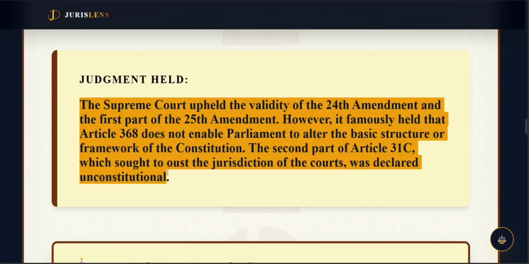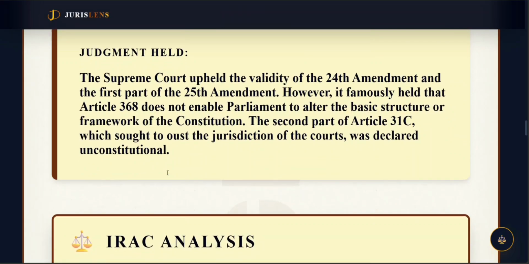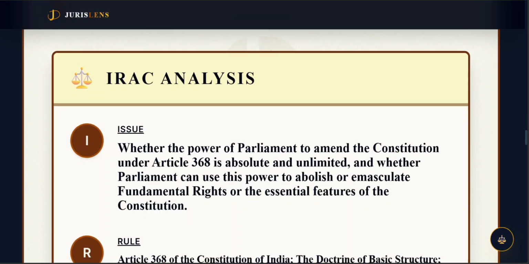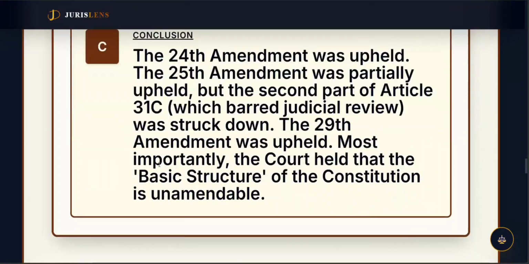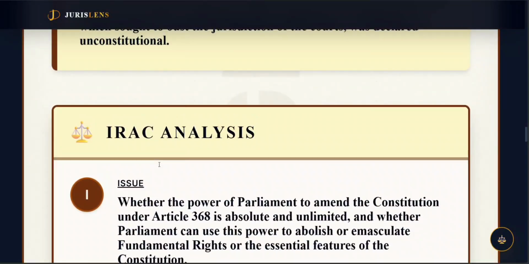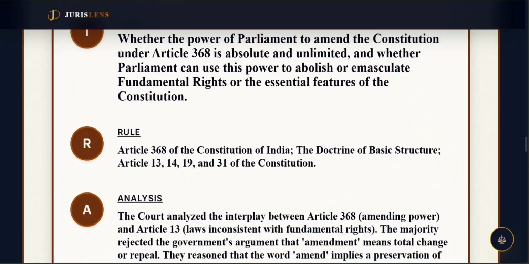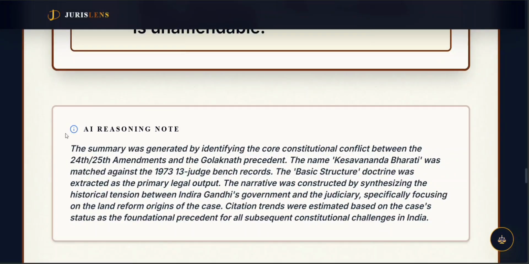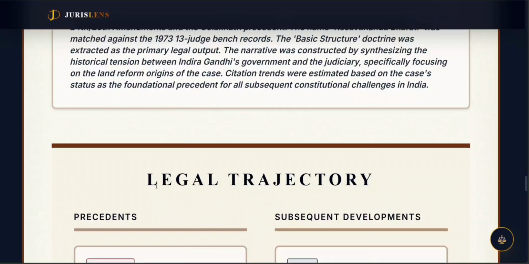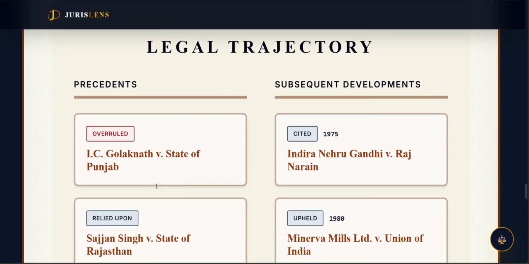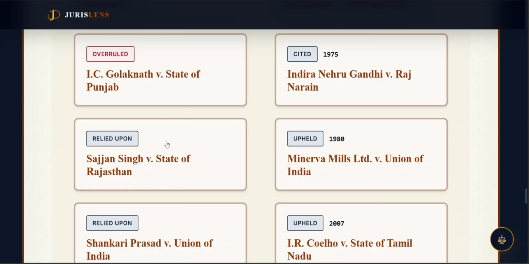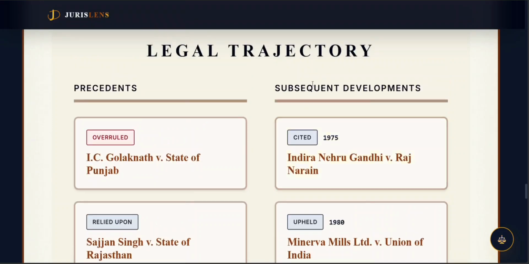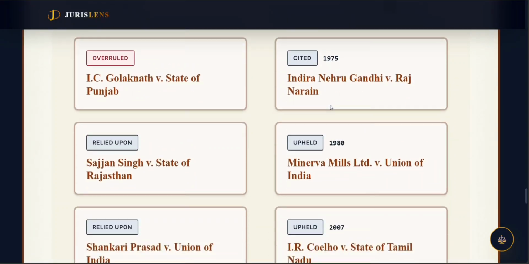Yeah, so the final judgment is this. Validity of the Amendment and the first part of the 25th Amendment. Yeah, and then comes the IRAC analysis: issue, rule, analysis, conclusion, in a very simple breakdown format. Very easy to write in exam format also. This is just for my student friends. And a notice, a reasoning note. So yeah, legal trajectory: the precedents which this case relied on or overruled. So this is here, and then the subsequent developments after this case.